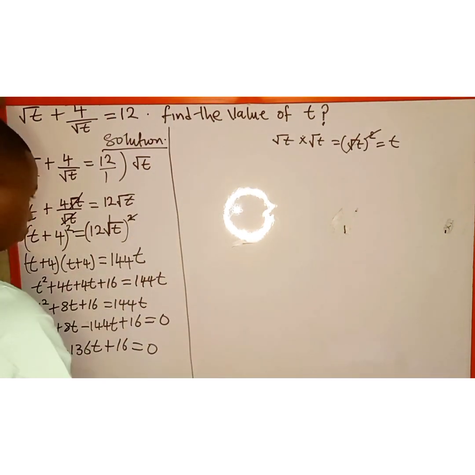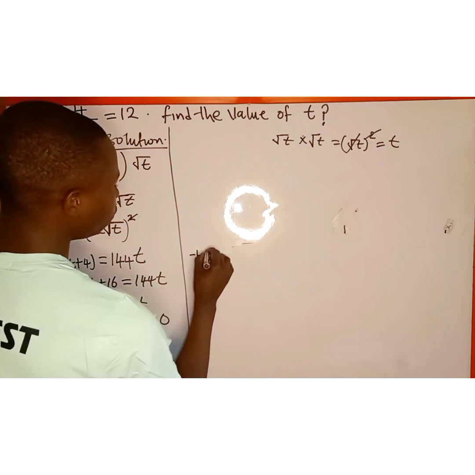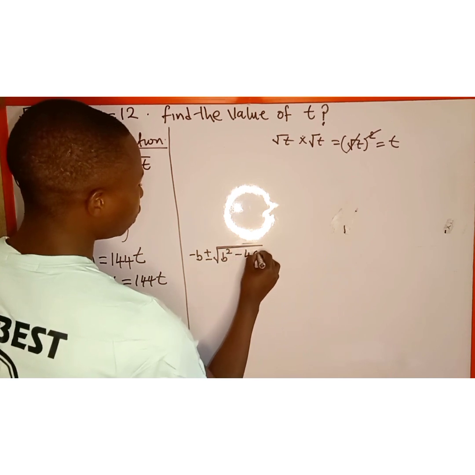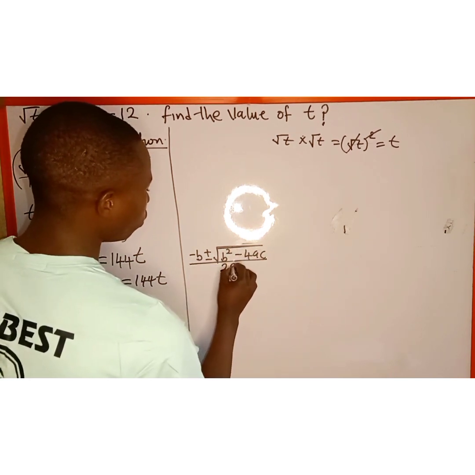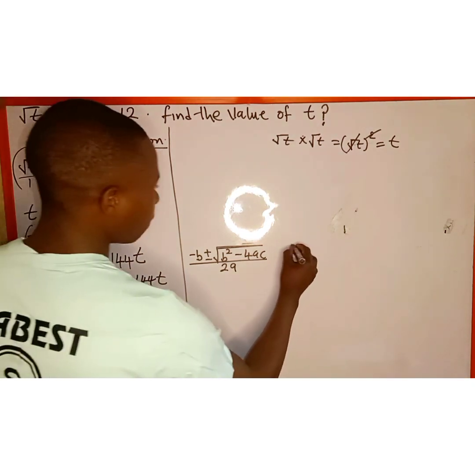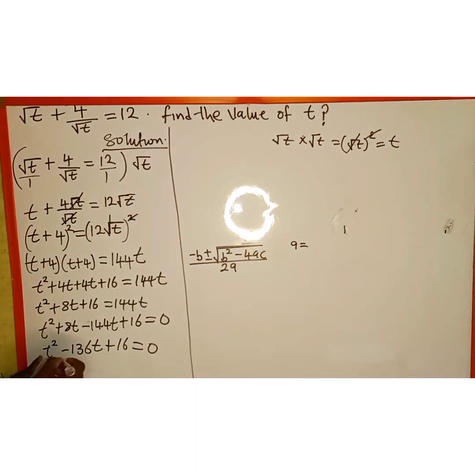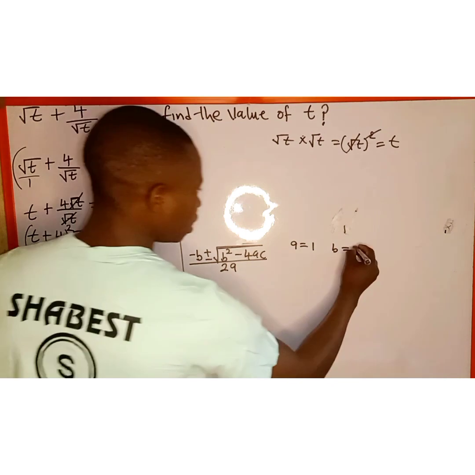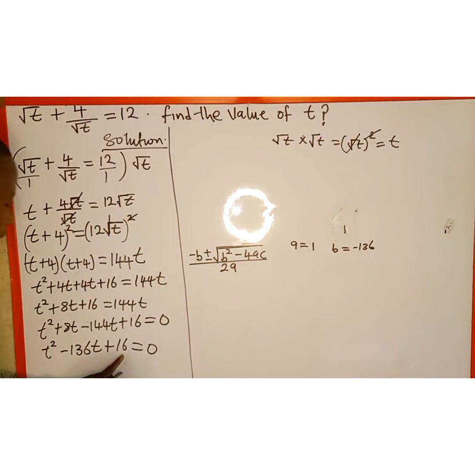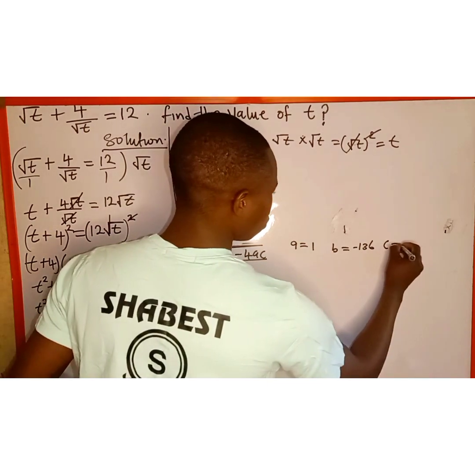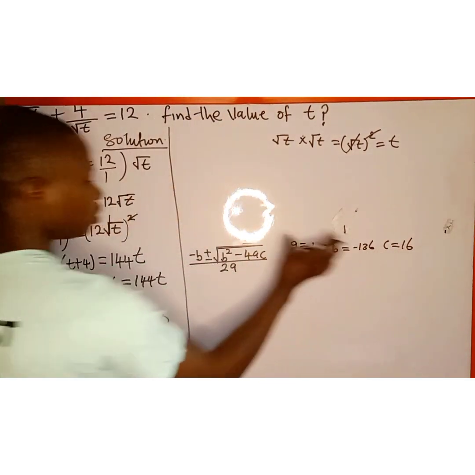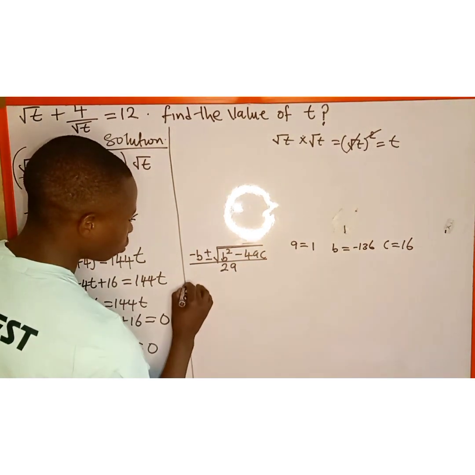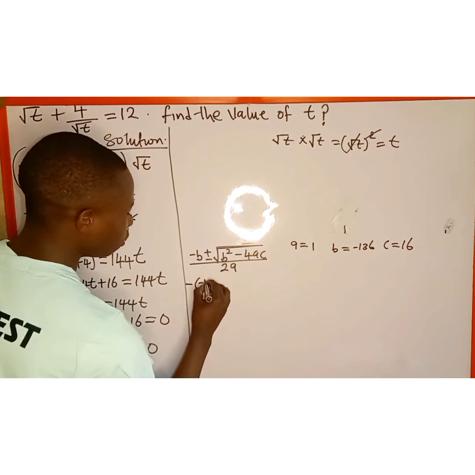The formula method is given as negative b plus or minus square root of b squared minus 4ac, everything all over 2a. And from this quadratic equation, my a is the coefficient of the first term, which is 1. Then my b is equal to the coefficient of the middle term, which is negative 136. And my c is the constant, which is equal to 16. So let's substitute these into this formula. Negative b is negative of negative 136. Remember, the negative is constant for the formula, and my b is negative 136.